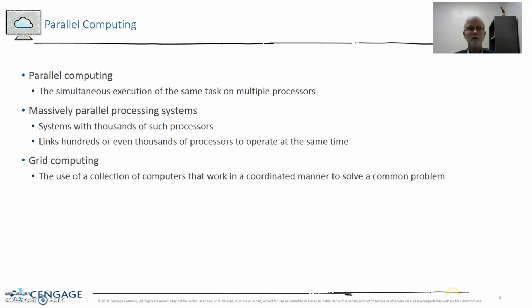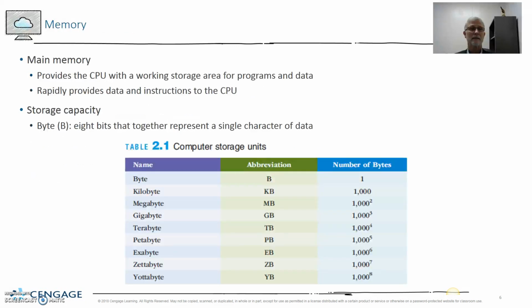Now you've got parallel computing, like I just said, simultaneous execution of the same tasks, the same instructions. Massively parallel, you're talking about your very fast supercomputers where they have several thousand processors, not just 8 cores, linked together to operate at the same time. And the same thing with grid, a collection of computers that are coordinated to solve problems. Those are massively parallel, grid, supercomputer type processing.